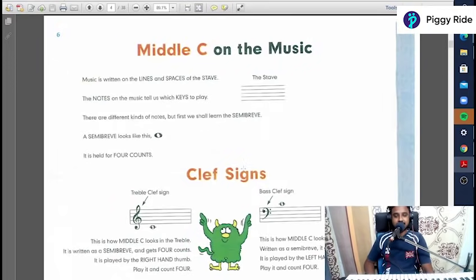Now we will learn about the clef sign. There are two clef signs, and clef signs indicate which hand we have to use. Basically there are two clef signs in piano. One is the treble clef sign, the other is the bass clef sign. The treble clef sign tells us to play with our right hand, and if we see the bass clef, we need to play with our left hand.